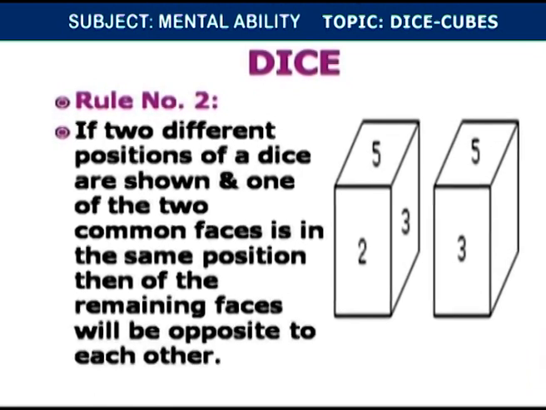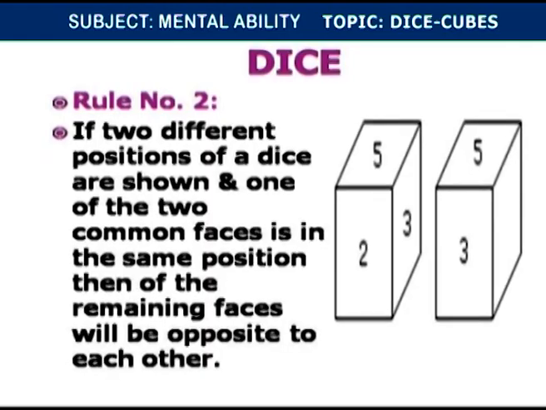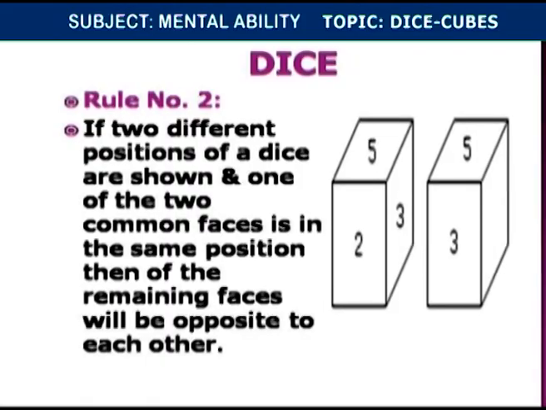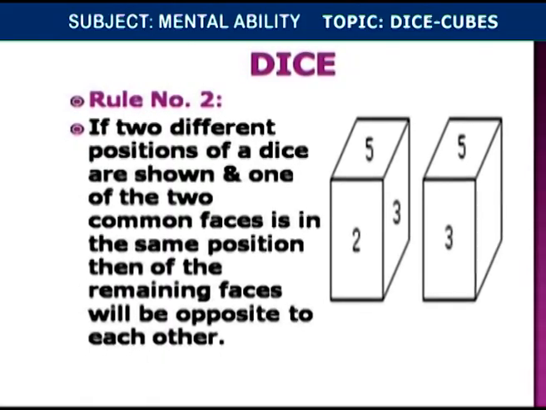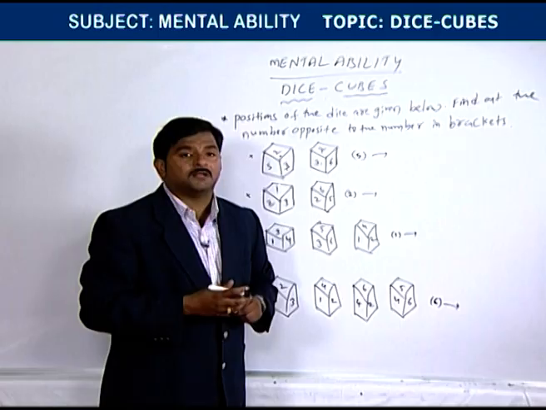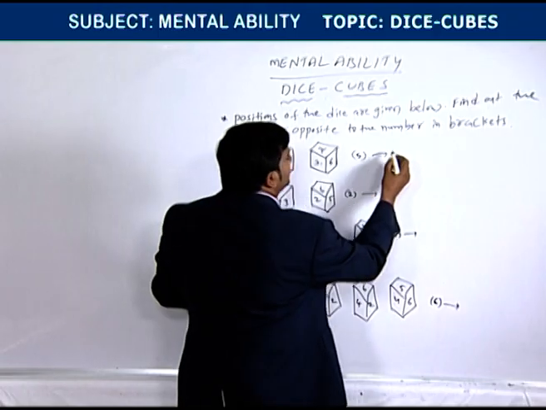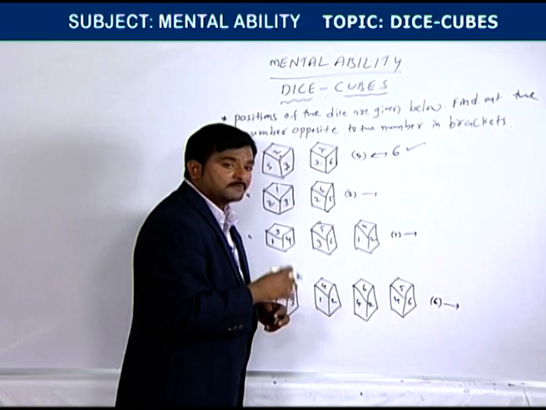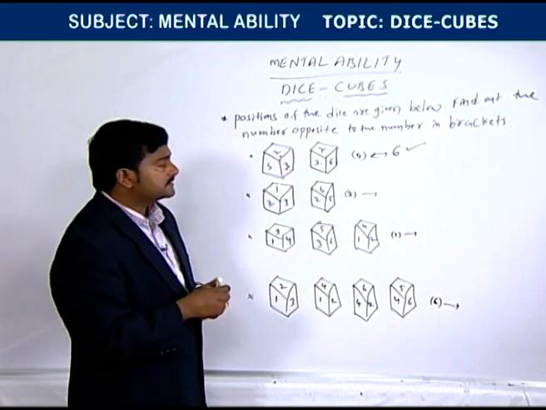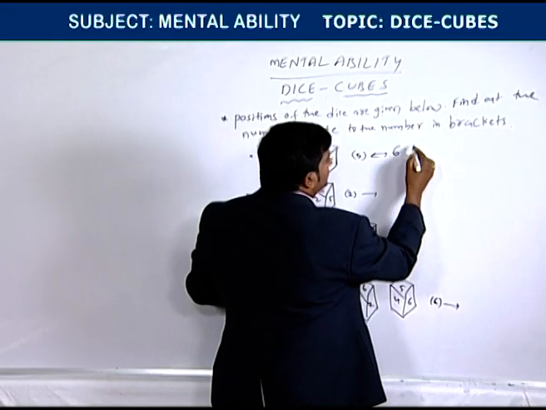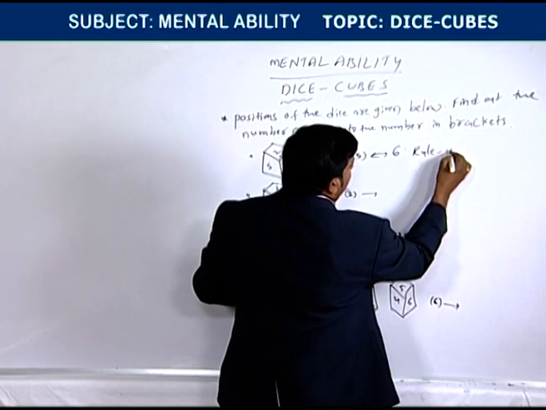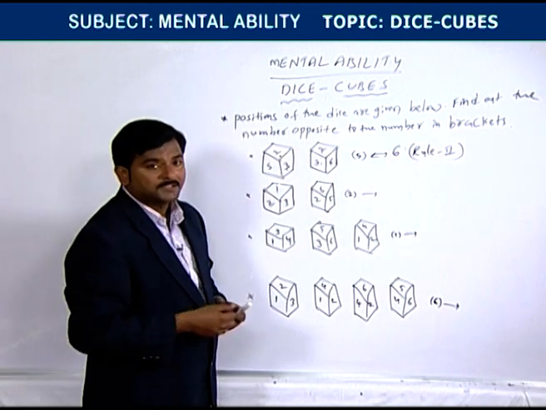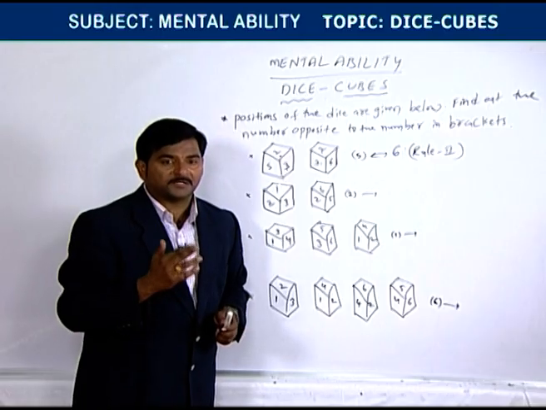Okay. Now what you have to do? We have to eliminate these two common numbers. Here 2 is common, 3 is common, eliminate these two. Now the remaining numbers are always opposite to each other. What does it mean? So 5 is always opposite to what? 6, or vice versa. 6 is opposite to 5. This is how I am getting the answer, by using rule 2. Remember, I am writing the condition also. By using rule 2, the answer is 6.